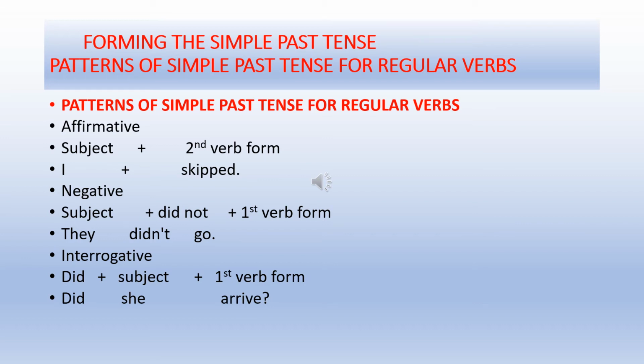My dear students, in negative sentences, did not is written and the first form of verb, the base verb, is used instead of using the second form of verb. Look at the example. Subject plus did not plus first form of verb. They did not go. My dear students, to form interrogative sentences, we use the helping verb did plus subject plus first form of verb. Look at the example sentence. Did he arrive? In this sentence, we have used did in the beginning and the first form of verb, arrive.